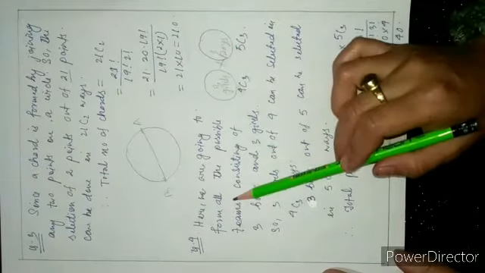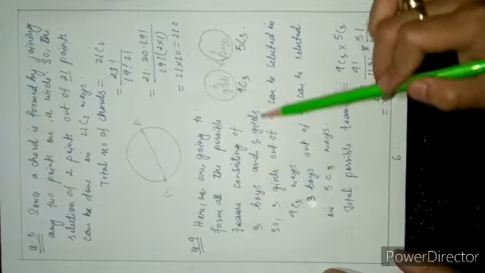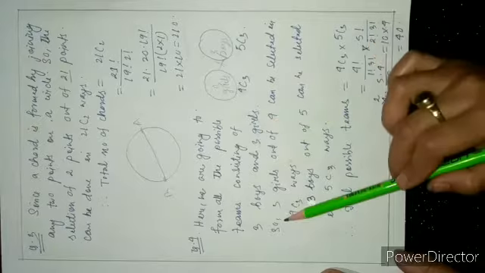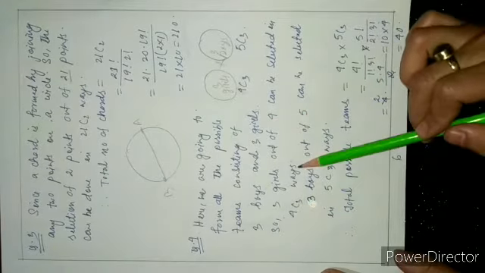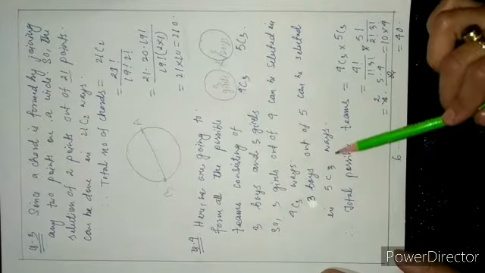Here we are going to form all the possible teams consisting of 3 boys and 3 girls. And so 3 girls out of 4 can be selected in 4C3 ways. And 3 boys out of 5 can be selected in 5C3 ways.